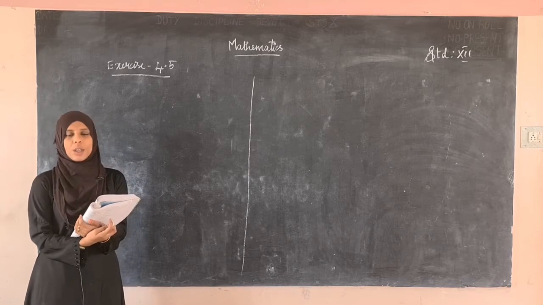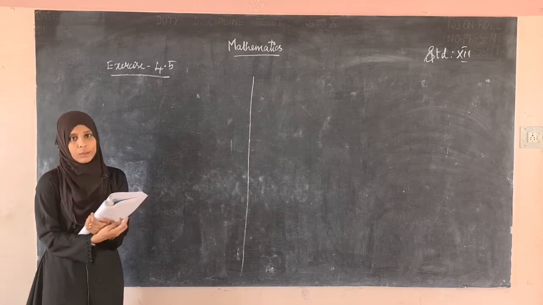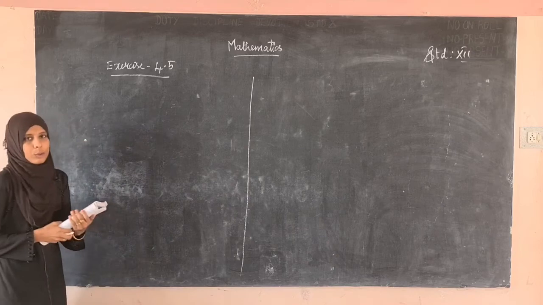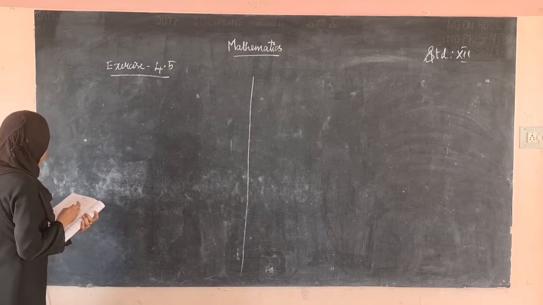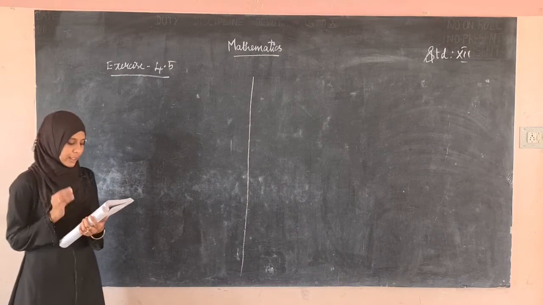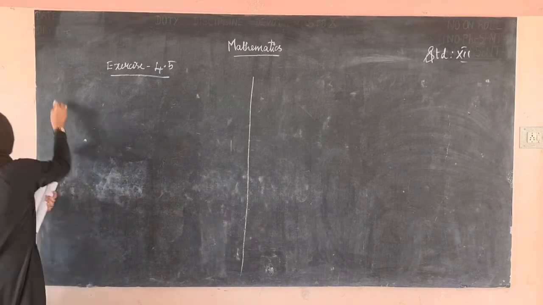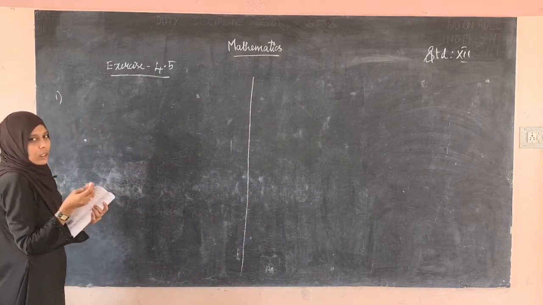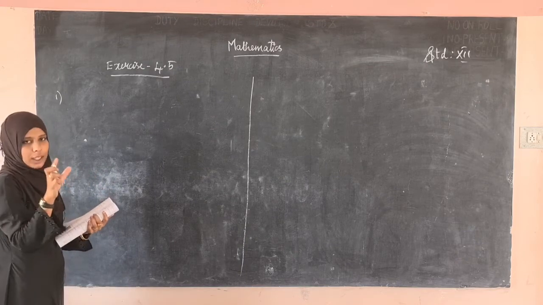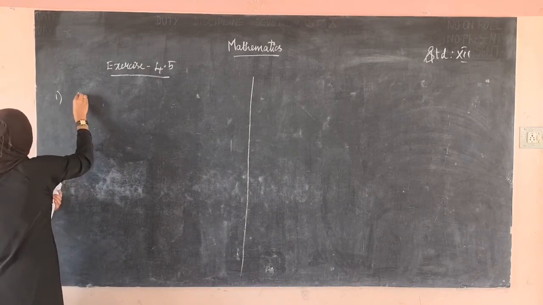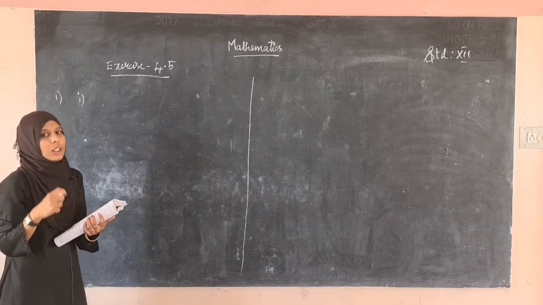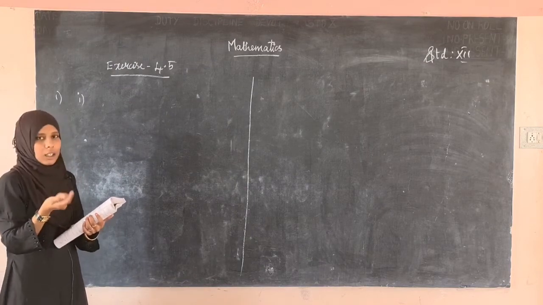So in today's class we are going to see exercise 4.5. We are going to solve some of the problems in exercise 4.5. So the first question: find the value if it exists, if not give the reason for non-existence. We have to find the value of the expression they have given. If the value doesn't exist, we have to give the correct information.